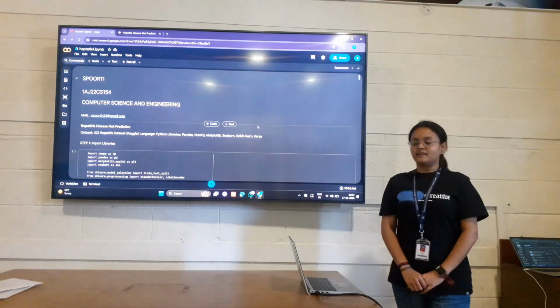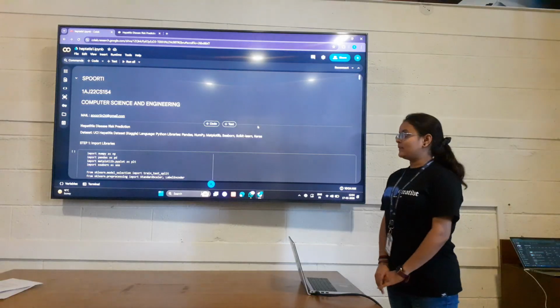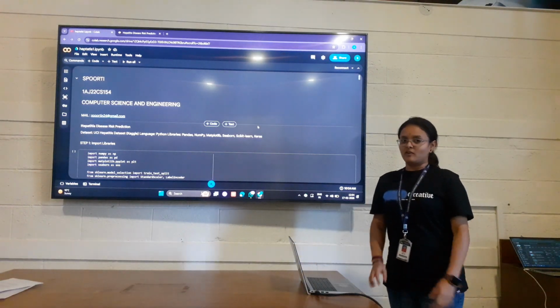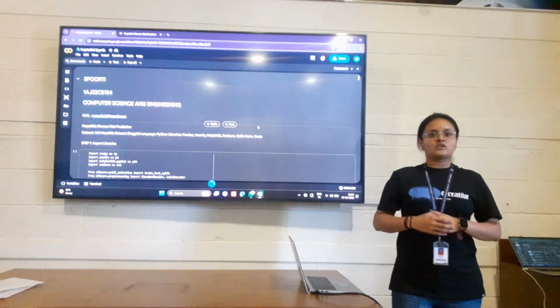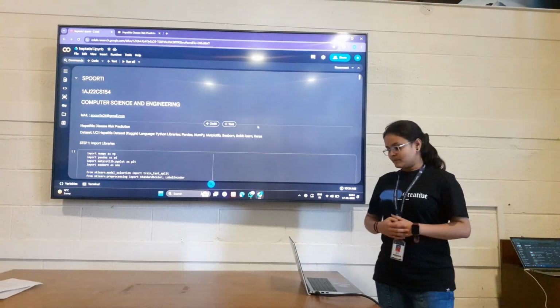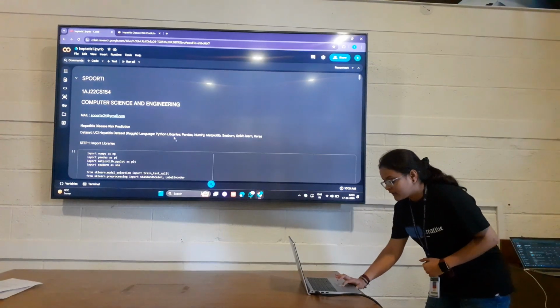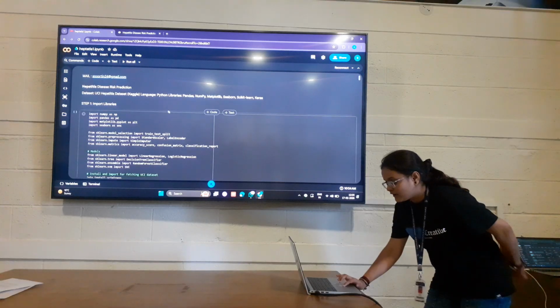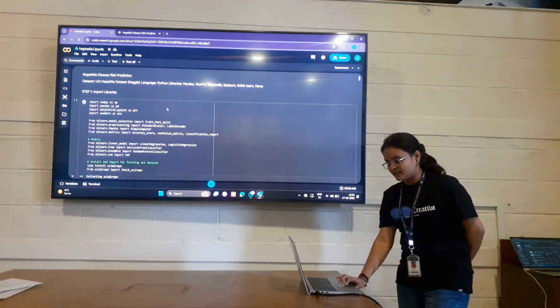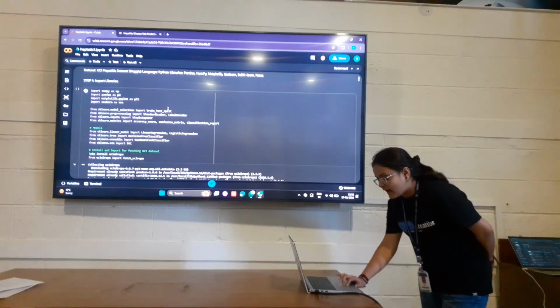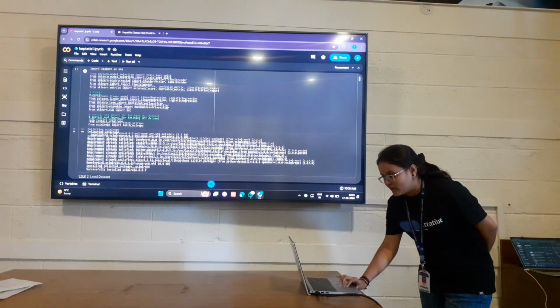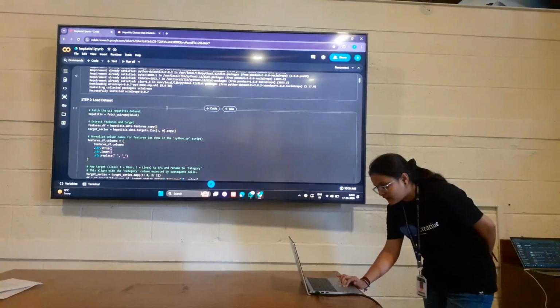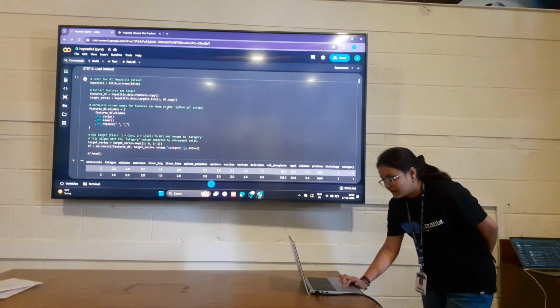Today I am here to present a project, Hepatitis Risk Prediction. First of all, what is hepatitis? Hepatitis is a liver disease which causes the inflammation of the liver. Here I use the UCI hepatitis data set. I imported the libraries like NumPy, Pandas, Matplotlib and Seaborn, and I loaded the data set.